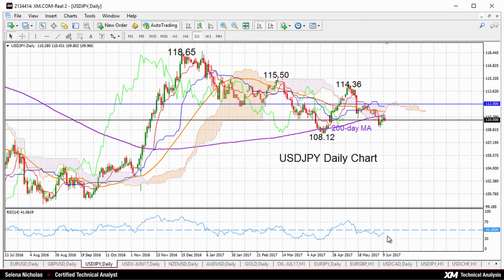So there is a possibility for a further decline, and we could target 108.12. That's the 2017 low. It's the lowest level so far this year. And then below this low, we would confirm that a top is in place at 114.36. And we'd actually need to see a move back above the 112 area to bring about a more neutral view and shift out of this current bearish view.